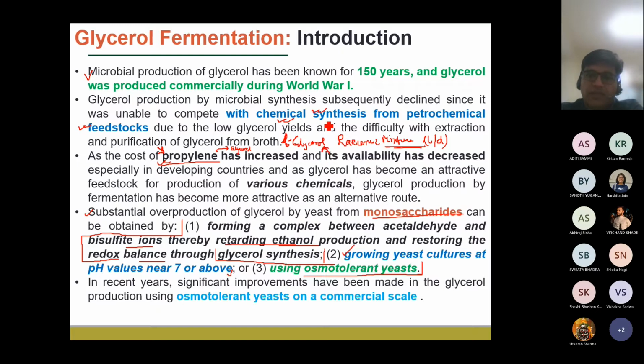However, chemical synthesis will produce the racemic mixture, and the separation of the racemic form into separate L and D forms is very costly and a tedious job. The separation is also not 100%. So that is the disadvantage of this type of chemical synthesis process, and this is not just for glycerol.